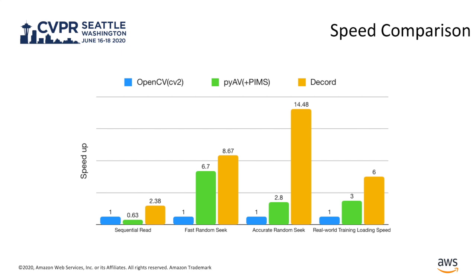Second, we comprehensively compare to OpenCV and PyAV, which are the two most popular video readers used for deep learning. We can see that in every category, Decord is faster than them. In sequential read, we are twice as fast. And for random access patterns like fast random seek and accurate random seek, we are 8 times and 14 times faster, which clearly shows our advantage. The difference between fast random seek and accurate random seek is whether we use keyframes as the found frame, or we actually need the accurate location. In the case that we care most about, which is a real-world deep model training case, we are 6 times faster than OpenCV and 2 times faster than PyAV.